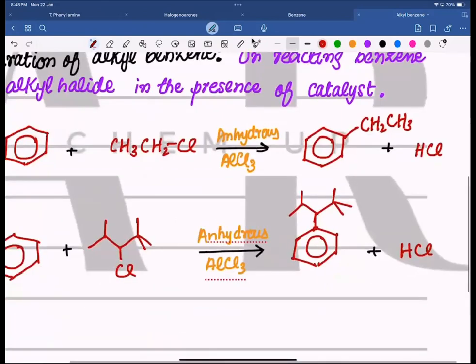Yes, is this clear? Yes, Yusuf? No, with any carbon you can bond it. It's not necessary with the benzene right now. Okay.